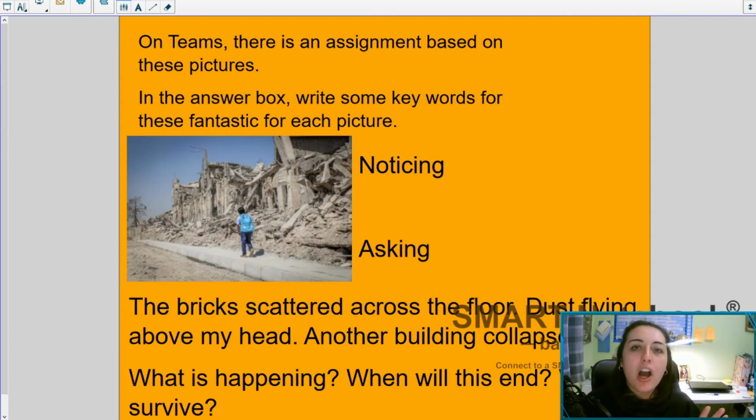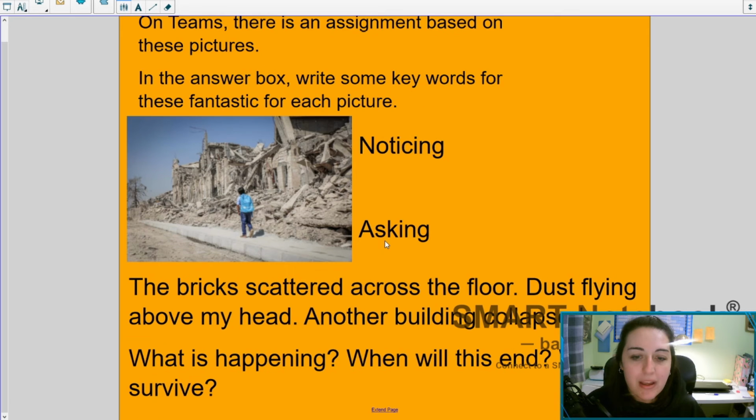Now, the first thing, I've shown you those 5 pictures, and now on Teams, there is a quiz that I've asked you to do. Those 5 pictures come up in a quiz similar to the one that you did yesterday, actually, but they'll show you a picture, and then you've got 2 words that are from our fantastics. So what I would like you to do is, underneath the picture, you have an answer box. I'd like you to write some key words, phrases, sentences, whatever you've got, that are based on these 2 fantastics. If the picture is asking you for noticing and asking, don't do your feeling sentences because that's in a different picture. So only focus on the fantastics I've given you.